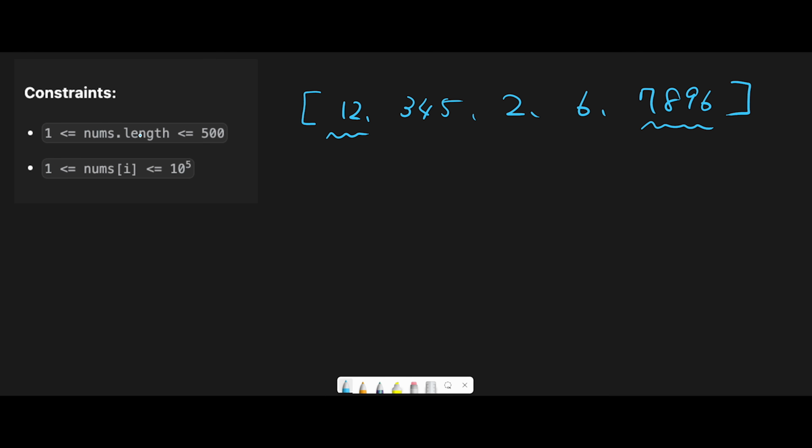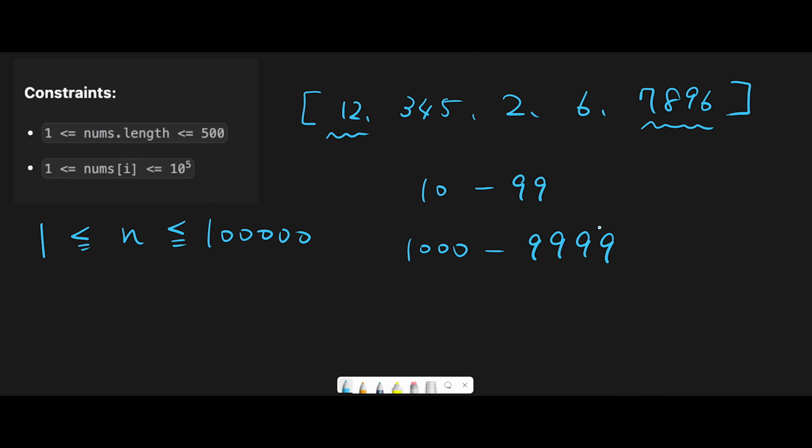And we have two constraints. One is the length of the input array should be from 1 to 500. And the second constraint is the value of the input array should be from 1 to 10 to the power of 5. So that means 1 is less than or equal to n, and n is less than or equal to 100,000. And everyone knows the numbers with an even number of digits between 1 and 100,000 are from 10 to 99, or 1,000 to 9,999, or 100,000 itself.